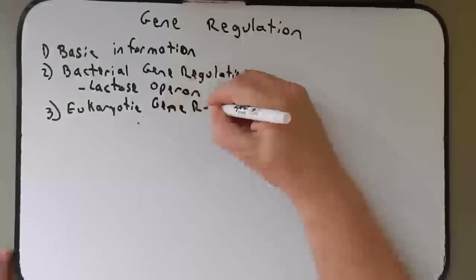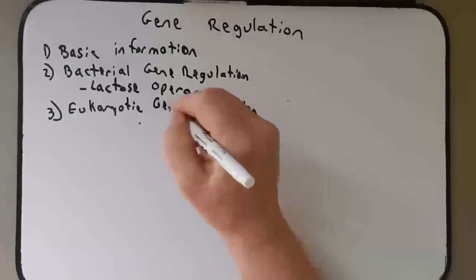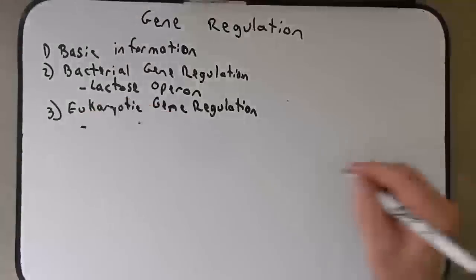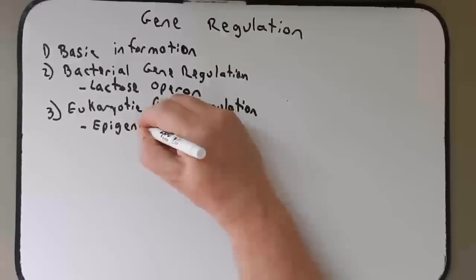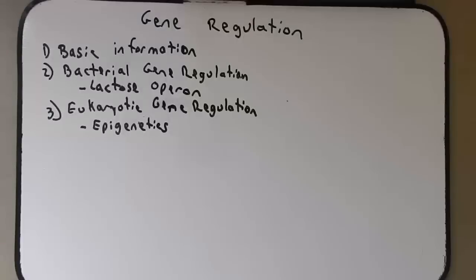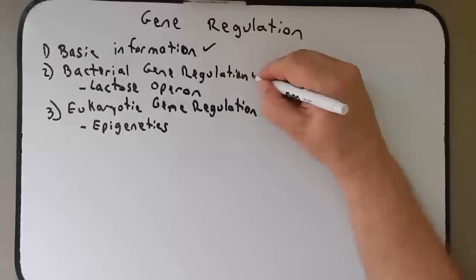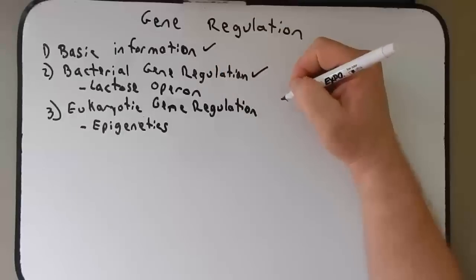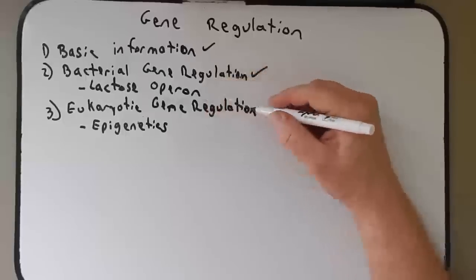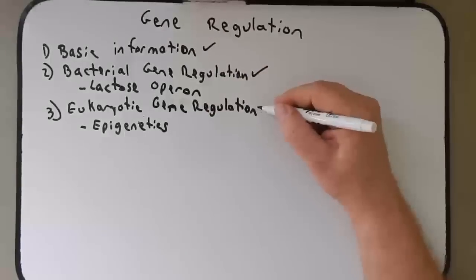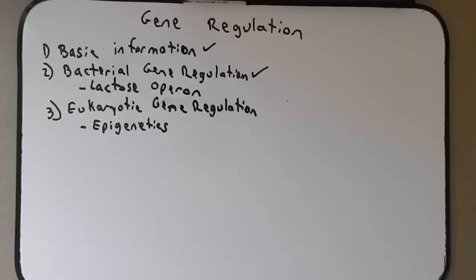And then we'll close talking about eukaryotic gene regulation. As we talk about eukaryotic gene regulation, we'll also spend some time talking about epigenetics. But let's go ahead and get started. In this podcast, we're going to talk about some of this basic information, and we're going to begin talking about bacterial gene regulation. On the next podcast, we'll talk about the lactose operon, and then the next two podcasts, we'll talk about eukaryotic gene regulation with epigenetics. Okay, let's go ahead and get started.